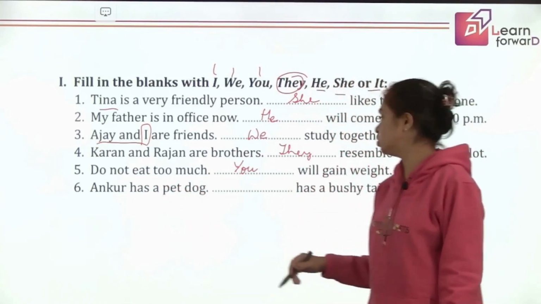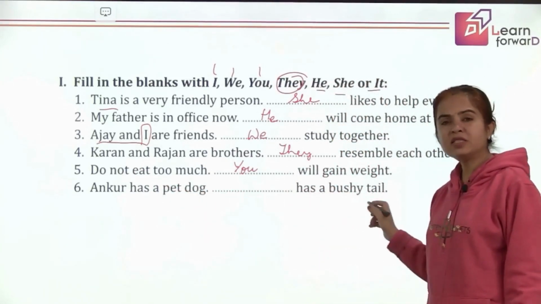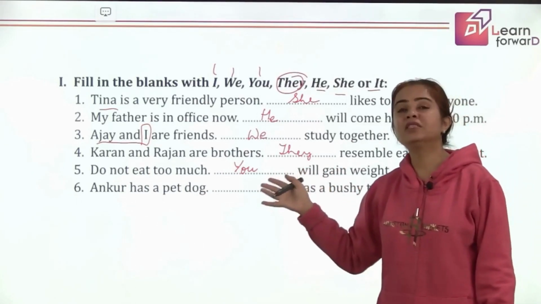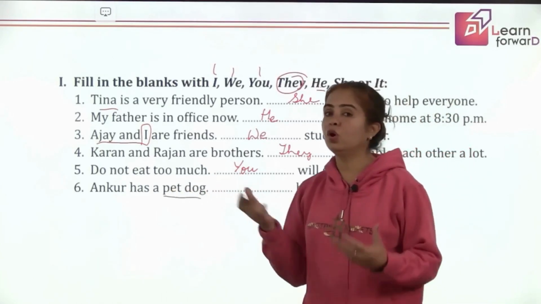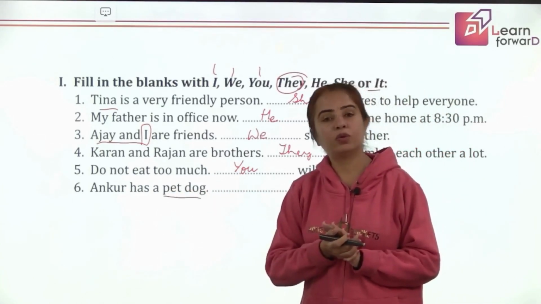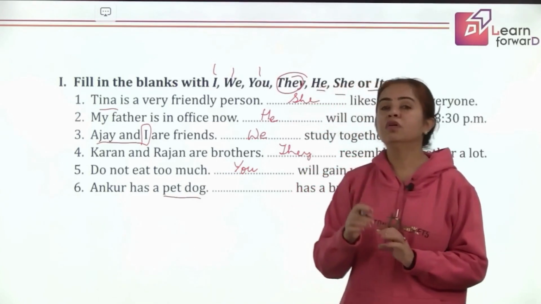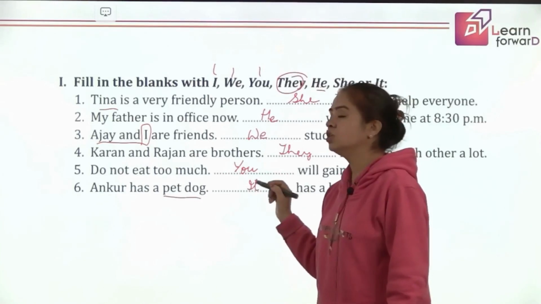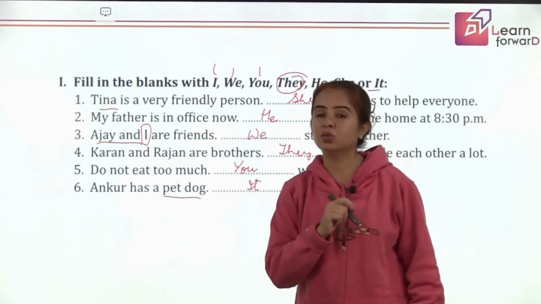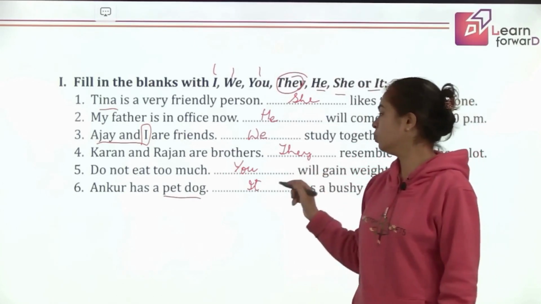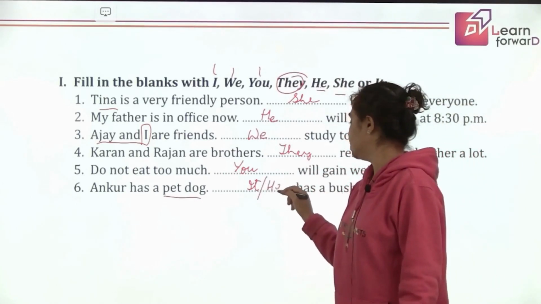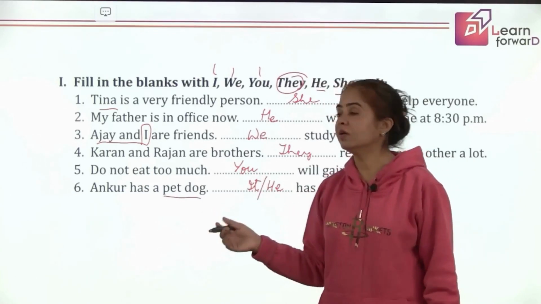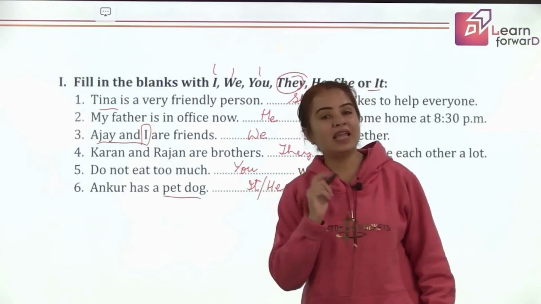Ankur has a pet dog. Who has the bushy tail? Ankur? No. Who has the bushy tail? The pet dog. Yes. Now here we do not know the gender of the pet. So what will you say? It. You can say here it. Although yes, you are right that dog is a masculine gender, but you can use he also here. He has a bushy tail, right? And if we are talking about a dog in general, then we will use it only, right?